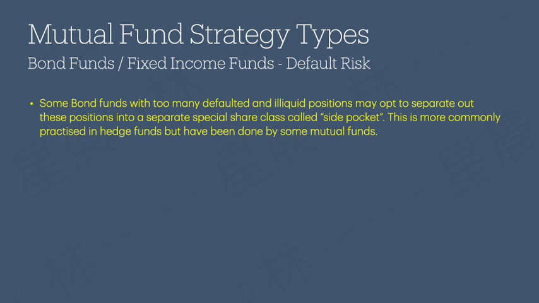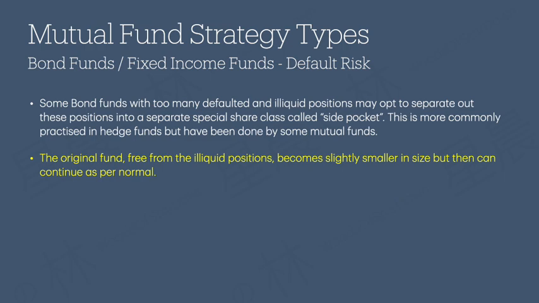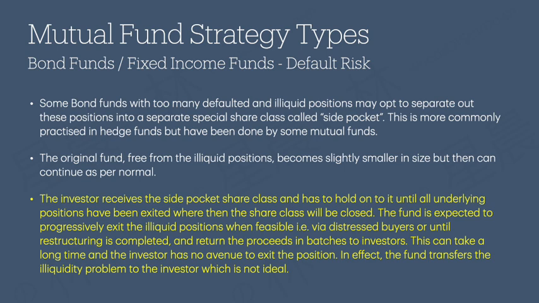When there are too many defaulted and illiquid positions in a bond fund portfolio, the fund manager needs to take emergency actions as the performance impact becomes significant. Some bond funds resort to an approach that is more common in the hedge funds world, that separates out the so-called bad positions into a separate portfolio as a special share class called side pocket. How this works is that the investor receives an additional investment, the side pocket share class, carved out from the original fund. This new share class is illiquid, which means the investor is unable to redeem to exit it. Instead, the investor has to hold on to it until all the underlying bad positions have been exited, whereupon the share class will automatically be terminated.